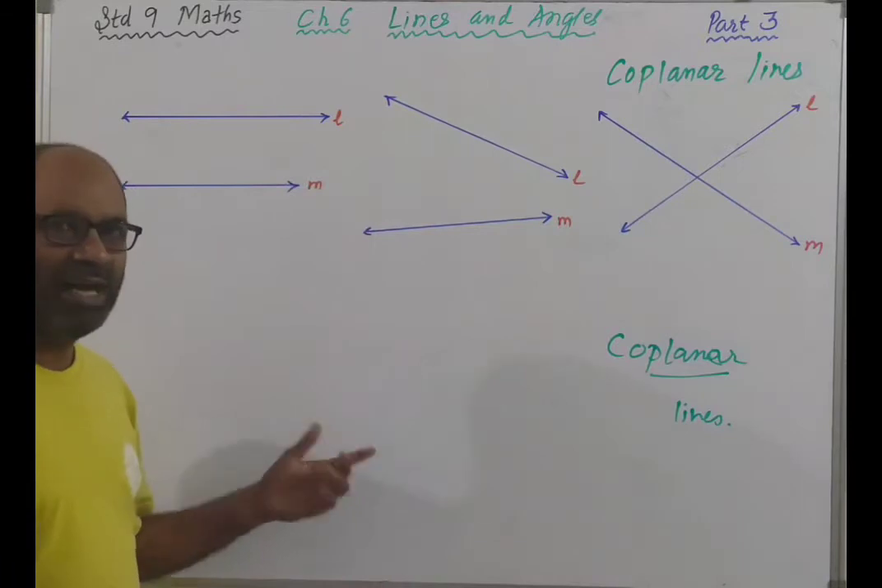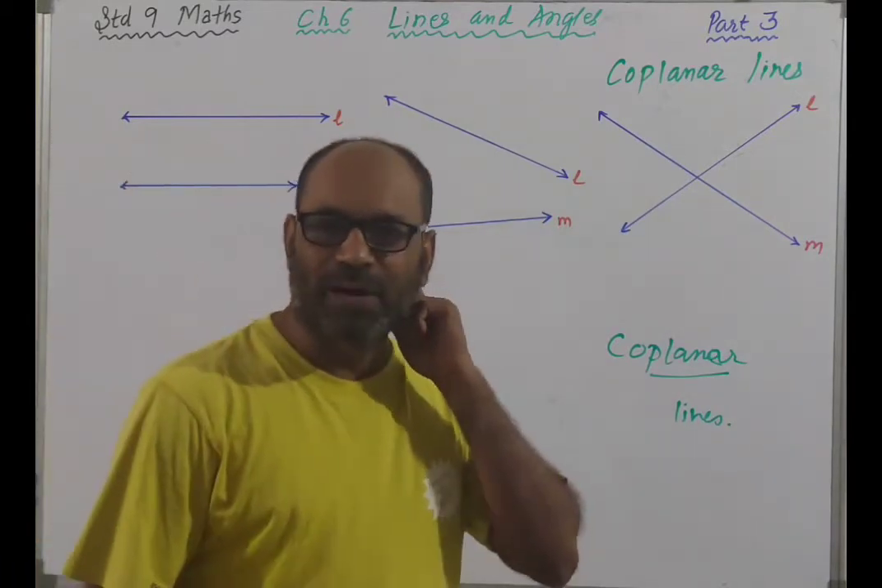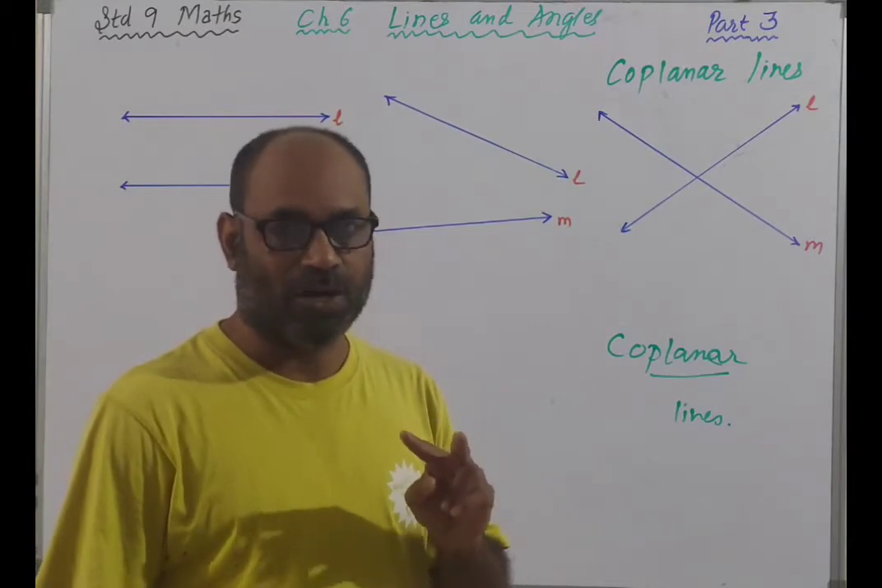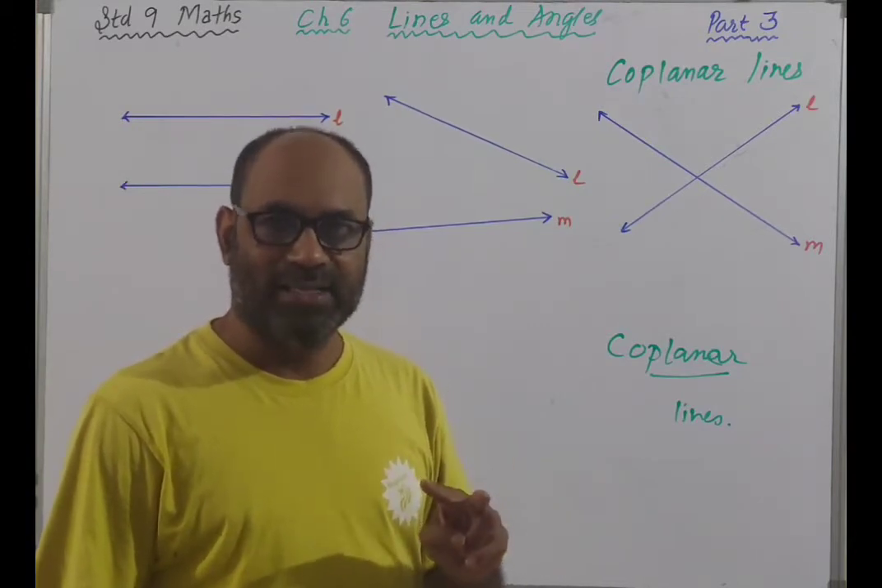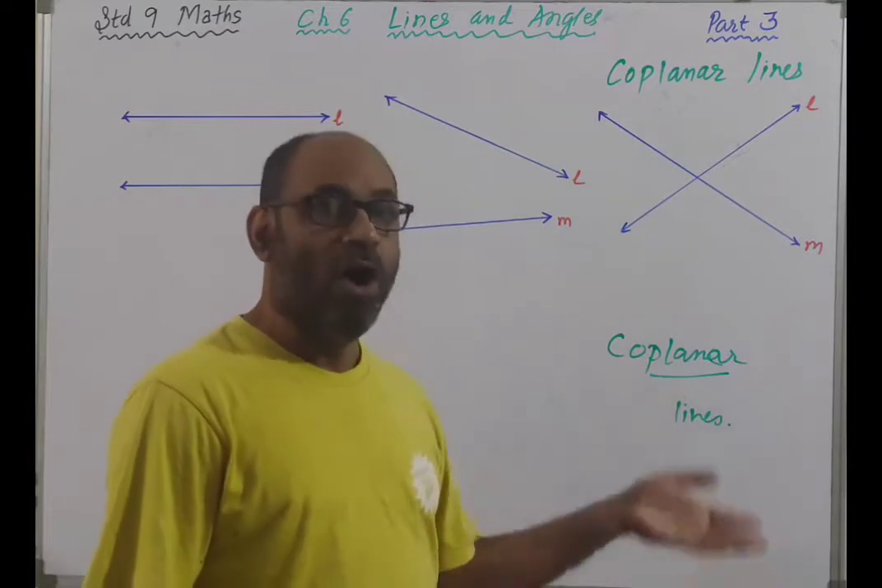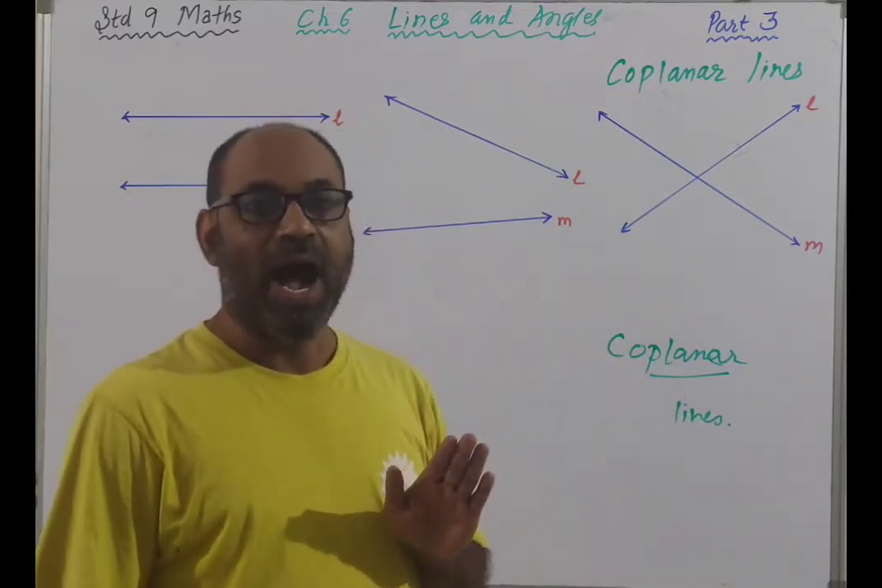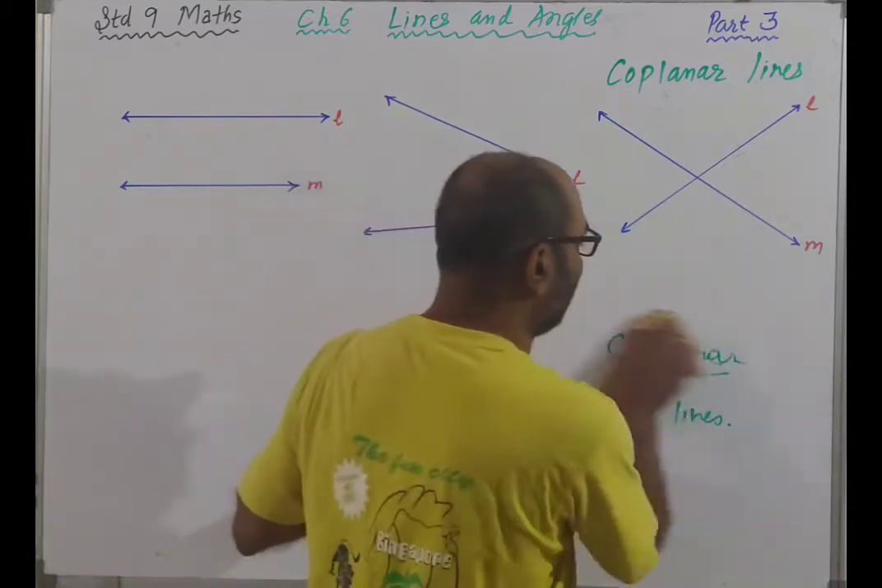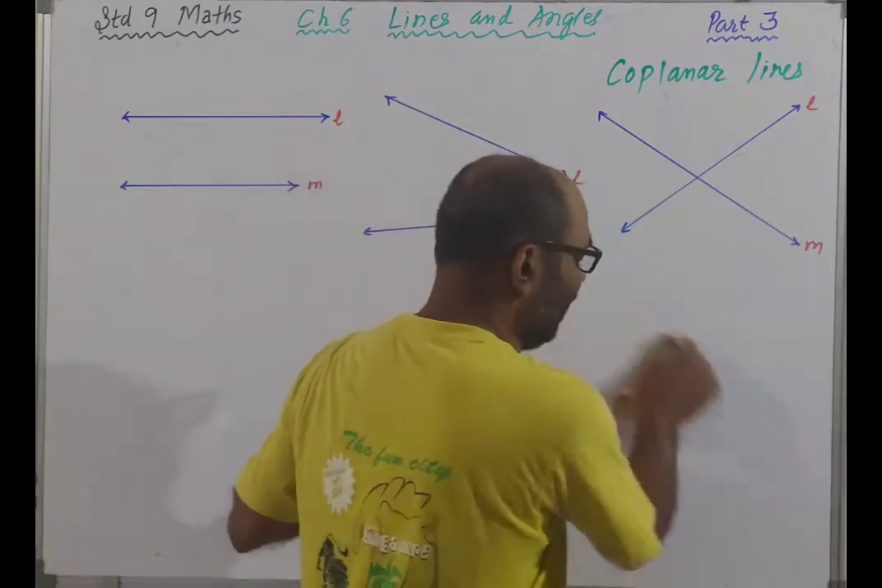2 equal lines होगा तो एक ही plane में होगा. So we have to talk about 2 distinct lines. Distinct lines we have to talk about. 2 distinct lines contained by the same plane or lying in the same plane are called coplanar lines. So यहाँ 3 figures आपको दिखते हैं. They all are coplanar lines.